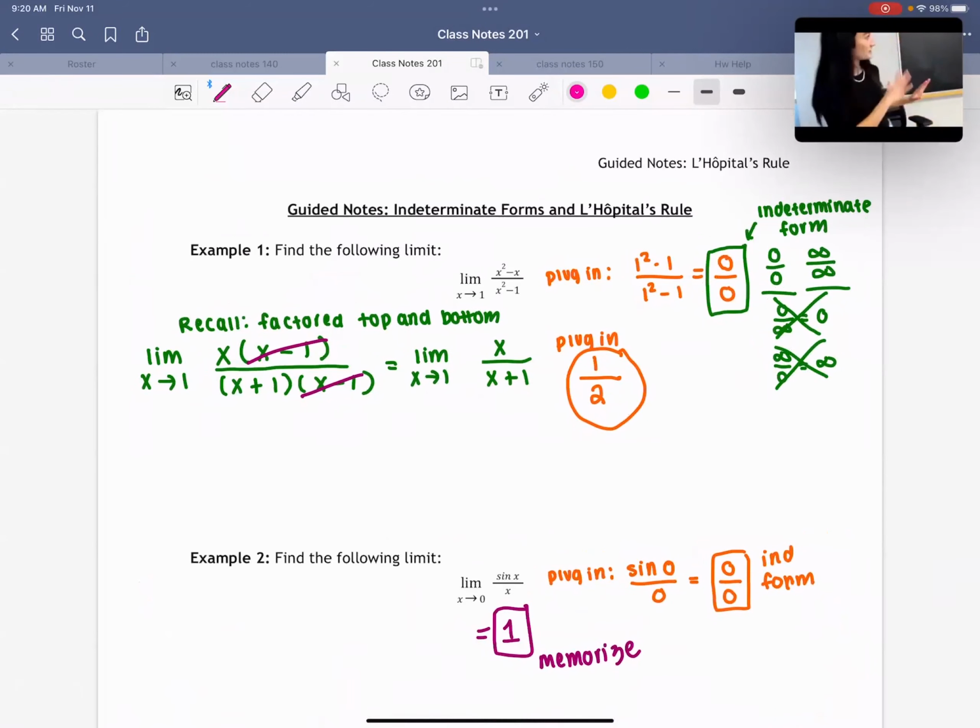Yeah, so we're taking out these notes on indeterminate forms and L'Hopital's rule. Now, so far, we've talked about a bunch of different things.